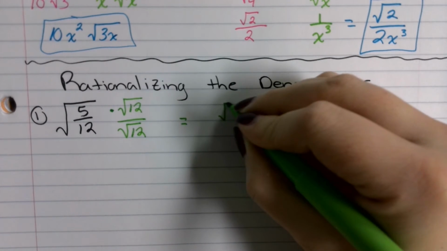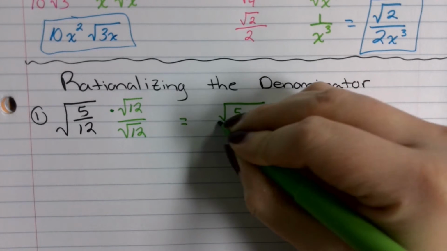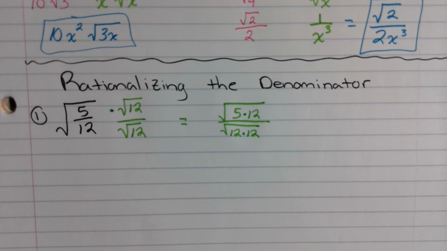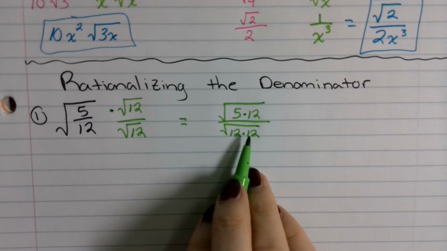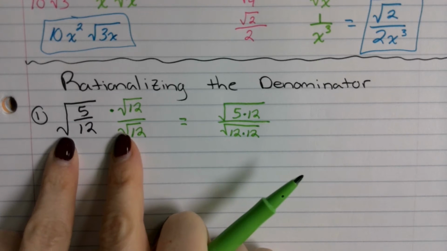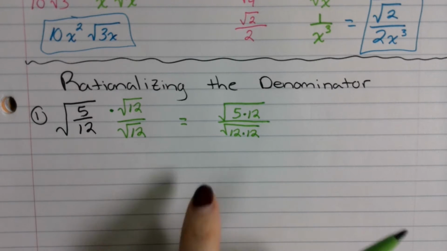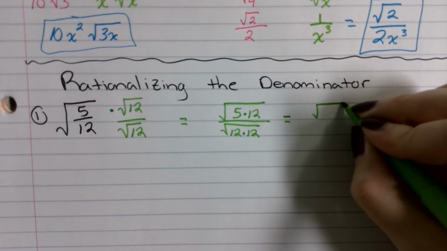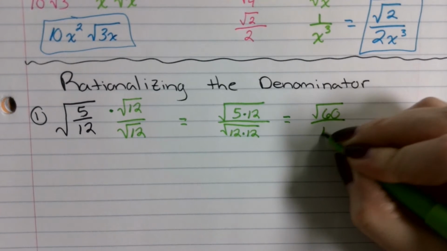this means I now have the square root of 5 times 12 over the square root of 12 times 12. So if you multiply a square root by itself, it just gets rid of the square root and you're left with a base. And this is the reason why. 12 times 12 is what? 144. And what's the square root of 144? 12. So when you multiply a square root by itself, you're just getting rid of the square root and you're keeping the radicand that's inside. That's your answer.